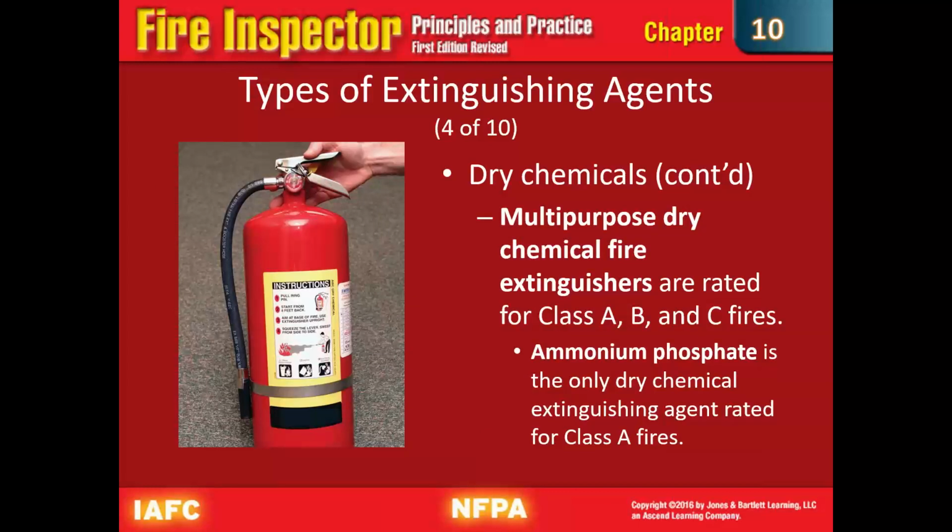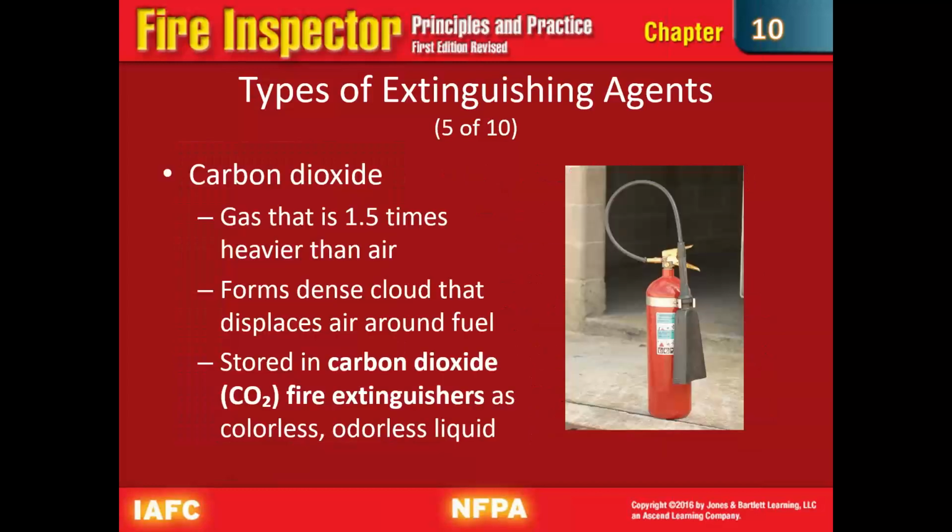And then you have the multi-purpose dry chem, which is what I was talking about, the A, B, and C type fire extinguishers. It also lists ammonium phosphate as a dry chem, but it's rated for Class A. I believe that's part of the multi-purpose mixture that is reloaded in there.